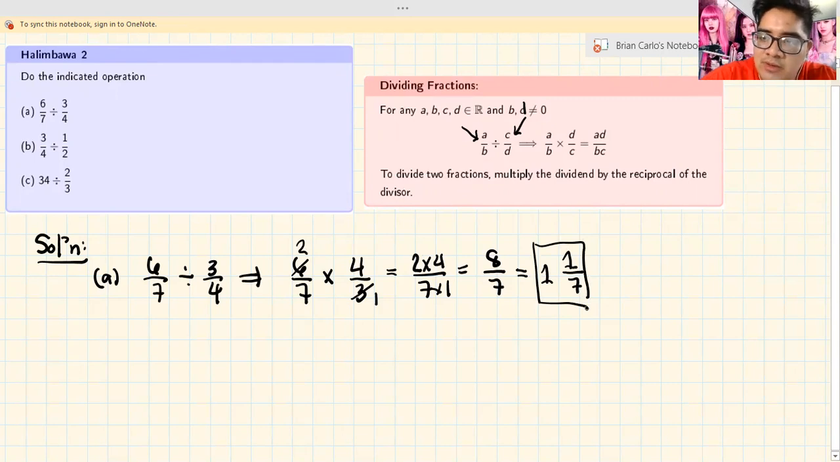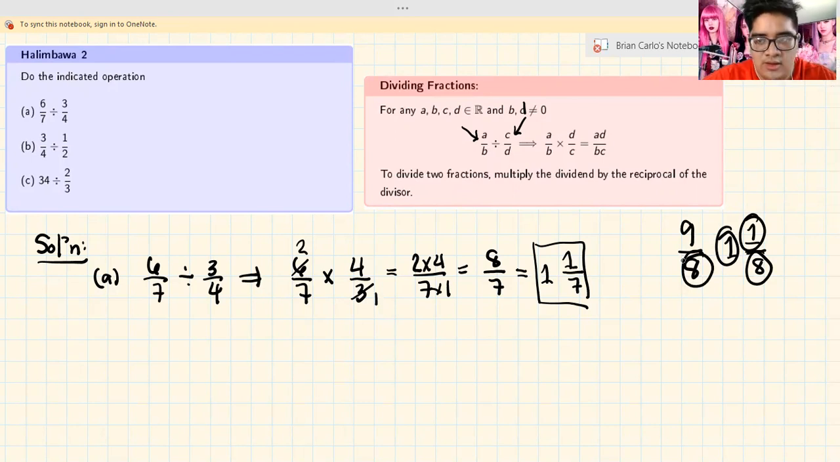Ganito, isa pang example, halimbawa 9/8. Paano yan i-change? Ganito, 1 and 1 over 8. Kasi, ilan 8 ang meron sa 9? Isa. Yun yung whole number. 9 minus 8, 1. Yun yung numerator. Tapos yung denominator, yung denominator ng same fraction.